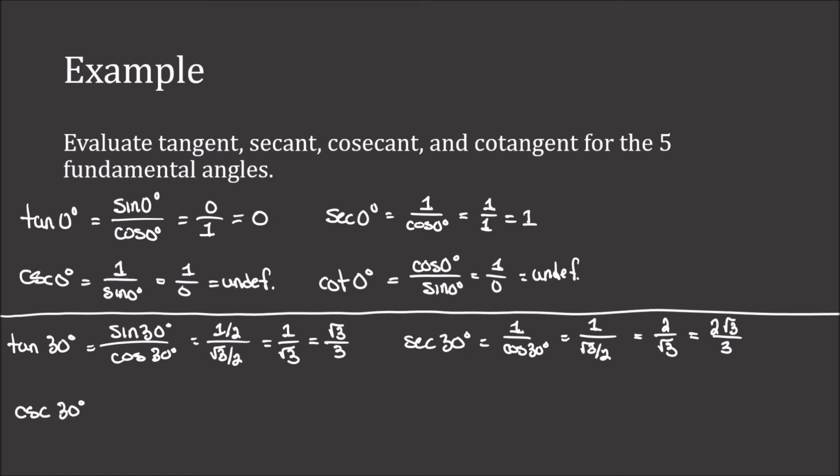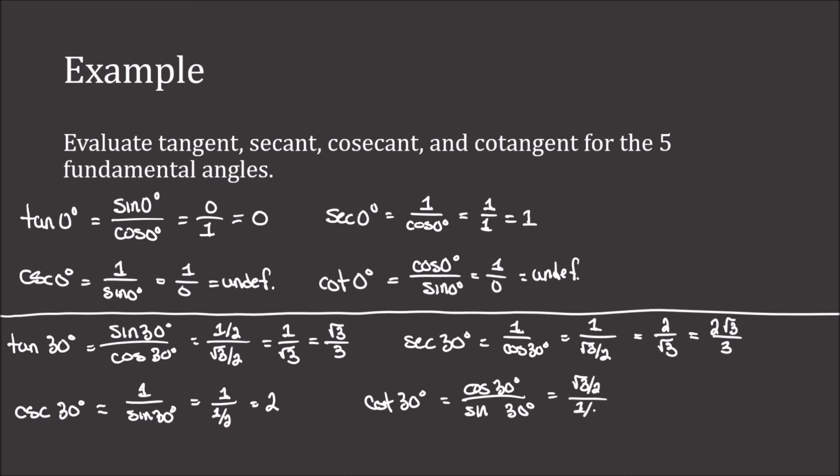Cosecant of 30 degrees is 1 over sine of 30. So it's 1 over a half, which is equal to 2. And finally, the cotangent of 30 degrees is the sine of 30 over the cosine of 30. I'm sorry, I got that backwards. It's the cosine of 30 over the sine of 30. So that is root 3 over 2 divided by a half, and that is simply the square root of 3.